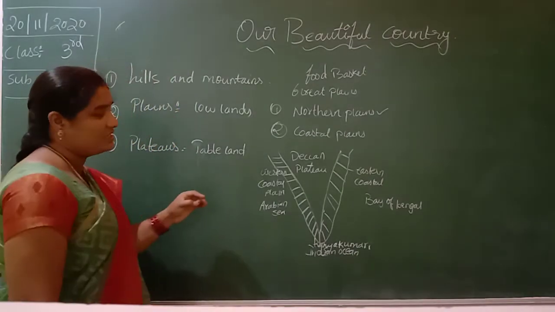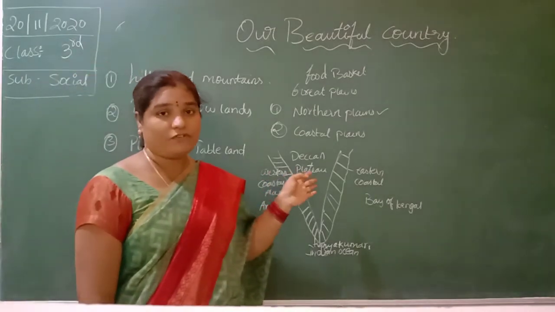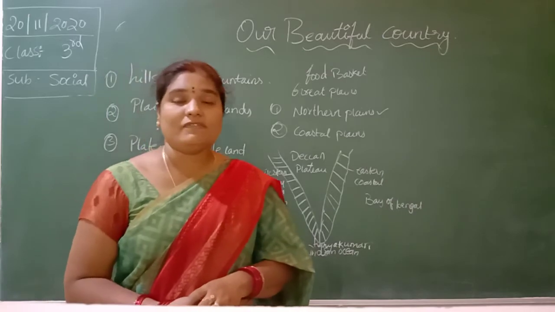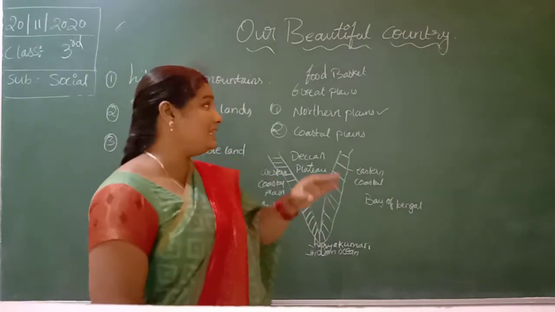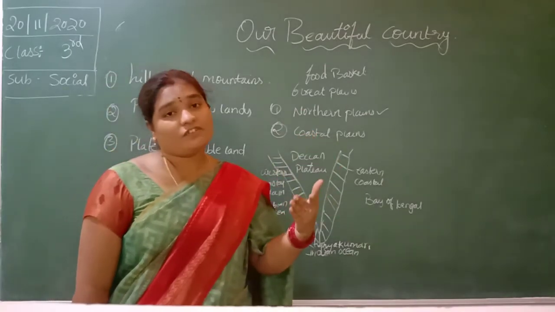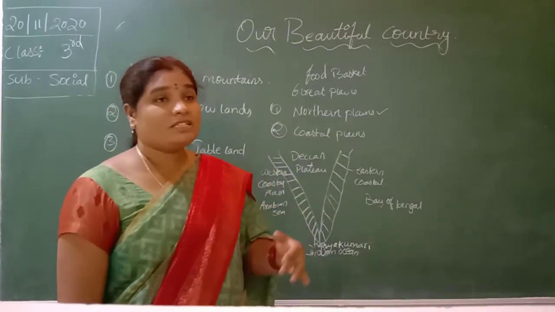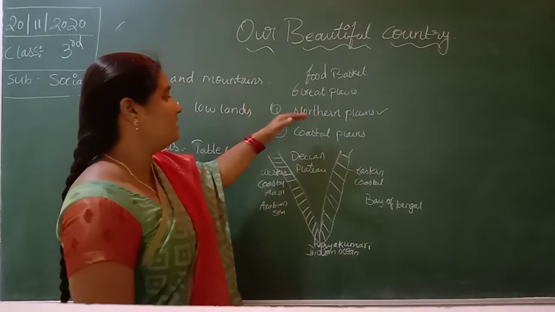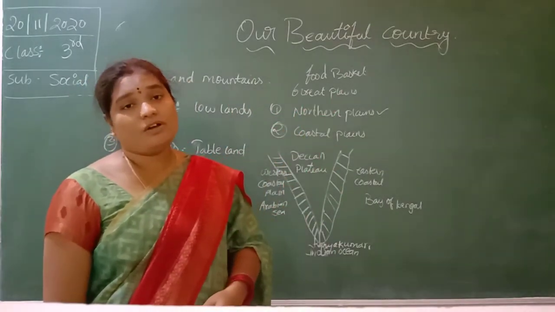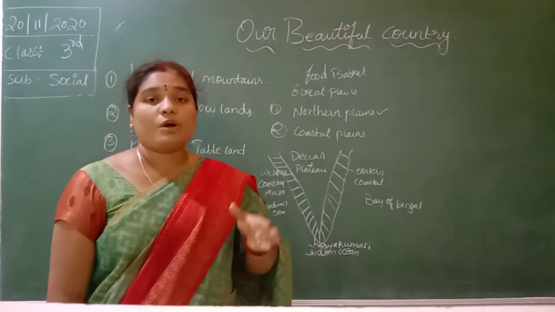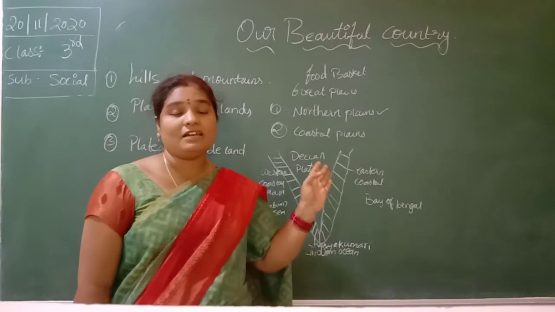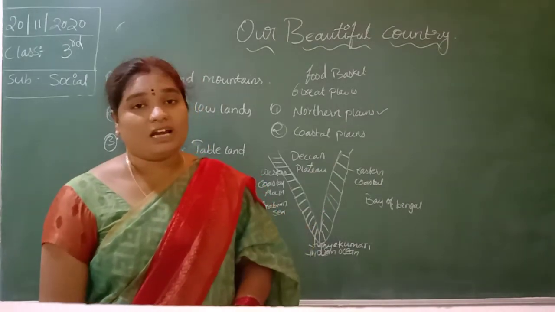Here the rivers flow, but mostly they depend on rainwater. But in the northern plains the rivers flow throughout the year, because the northern plains are located towards the Himalayas. So the rivers flow throughout the year, but not in the Deccan Plateau. In the Deccan Plateau, the rivers depend upon rainwater.